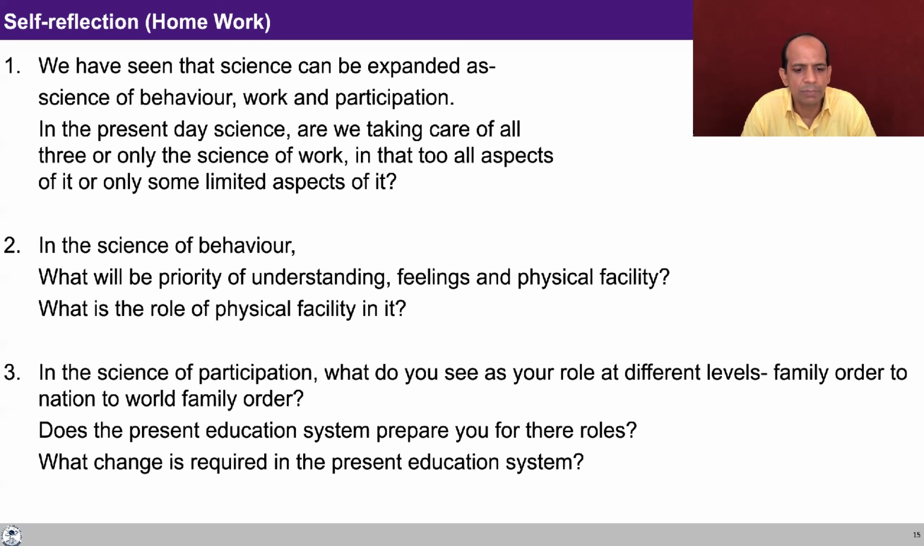And thirdly, in the science of participation, what do you see as your role at different levels, from family order to nation to the world family order? And does the present education system prepare you for all these roles? What change is required in the present education system? Now here also you'll see that generally when you enter into education, your goal might be focused upon getting a good job, a handsome salary, and so on, so that you are able to earn for your family. Are we able to see that we have a role to play in the world family also?